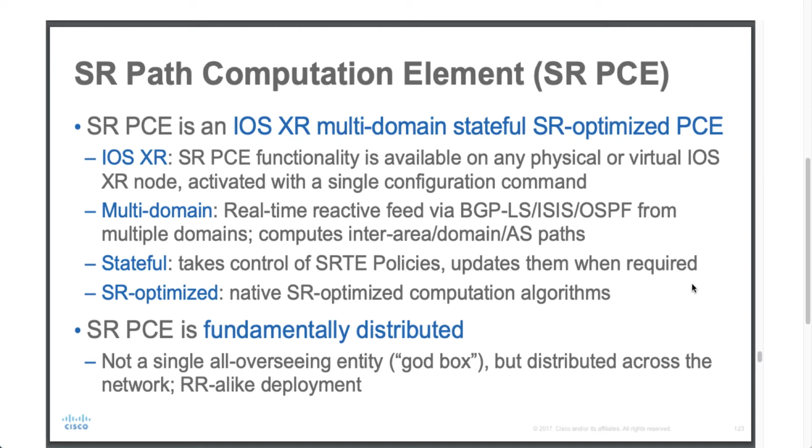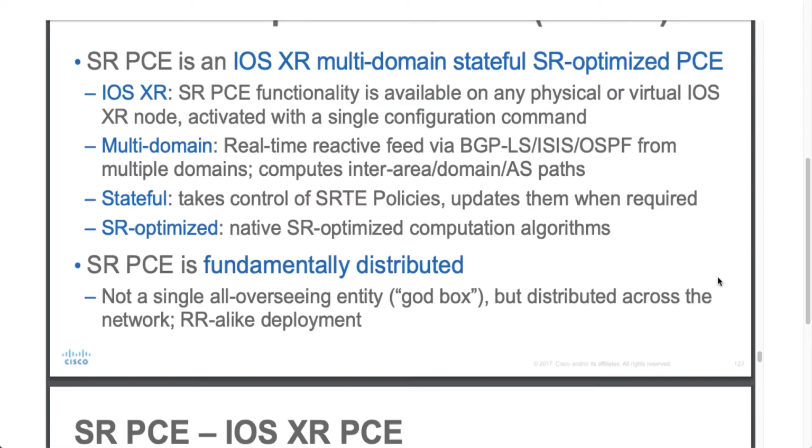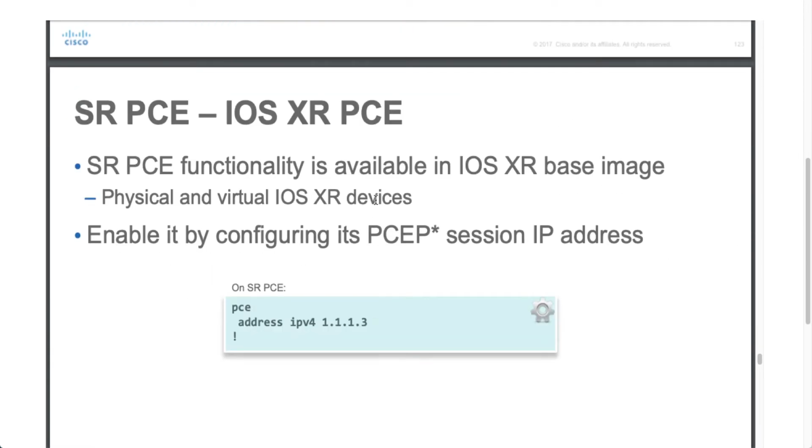So the whole idea behind the SR-PCE is that we have a dedicated router or device which is keeping track of all of our network topology and the state, and we can make use of that state inside our SRTE policies. To turn on the SR-PCE functionality on any of your IOS XR boxes, you would just go to the box and say PCE, I'm turning on the PCE capability on this device. Then you provide the IP address of your PCE server or PCE node, which could be the loopback IP address or any IP address that is reachable.